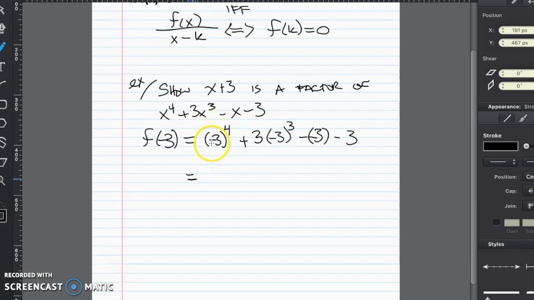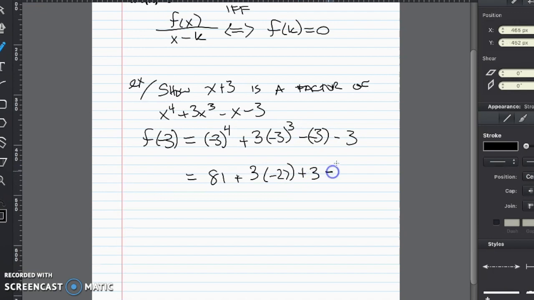So I have a negative 3 to the 4th power, so negative 3 times negative 3 times negative 3 times negative 3. That's going to give me positive 81. And then I have a 3 times negative 3 cubed, so negative 3 times negative 3 times negative 3. That's going to give me a 3 times a negative 27, right? And then I'm going to have a negative 3 minus 3, so that's going to be a plus 3. And that's going to give me a minus 3, and I just dropped that term down. So let's solve this out, and it should become clear very quickly. I have negative 27 times 3. That's going to give me a negative, so plus negative 81 for that term.